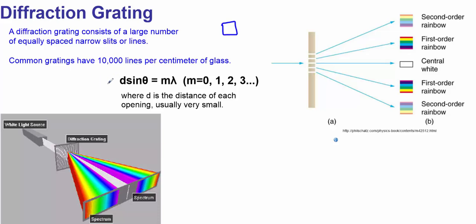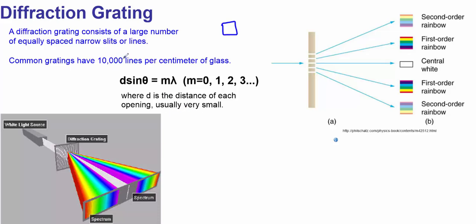So I'm going to drop the equation down on you right now, and I'll try to explain it again in a second. But we have d sine theta equals m lambda, which is the exact same equation as we have for the double slit. The one big difference is d. For the double slit equation, d was the distance between two openings. For a diffraction grating, d is not that. It's the distance of each opening, which is really, really tiny.